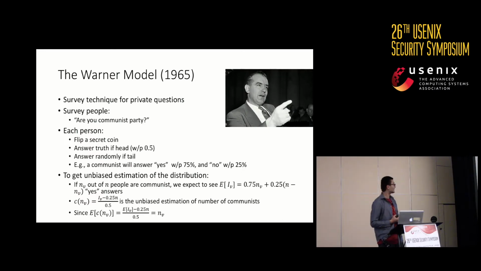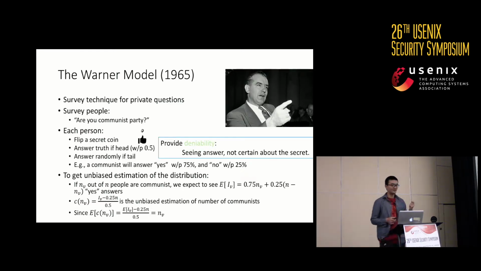To get an unbiased estimation of this distribution, we use these notations: N is the total number of users, N_V is the number of communists, and I_V is the number of yes answers received. We expect I_V to be 75% times N_V plus 25% times (N minus N_V). So C of N_V is the formula that gives us an unbiased estimation of N_V, because the expectation of C of N_V is actually N_V. So this is unbiased.